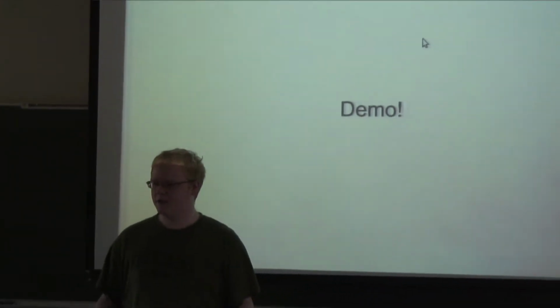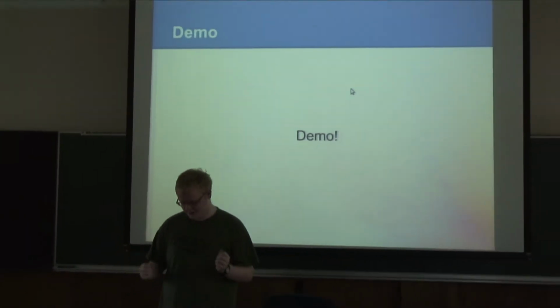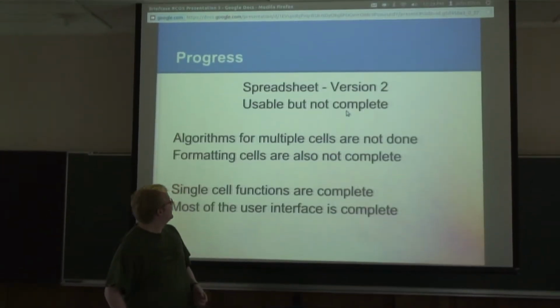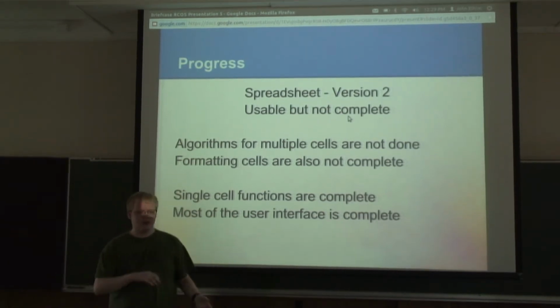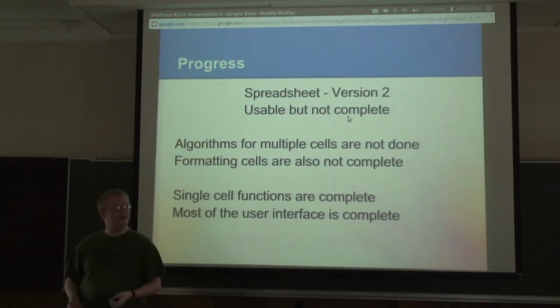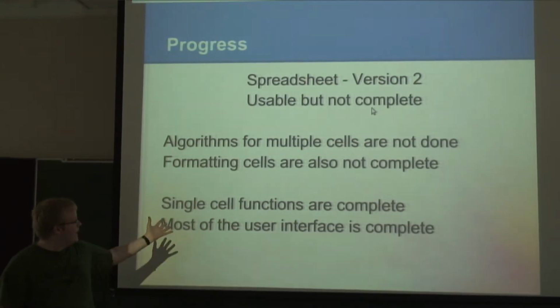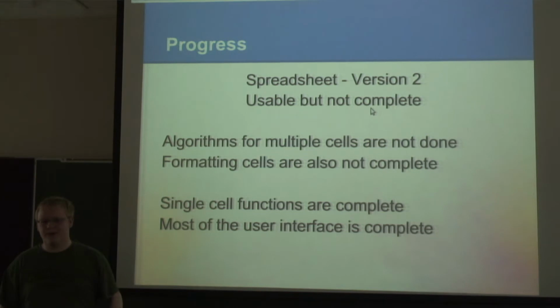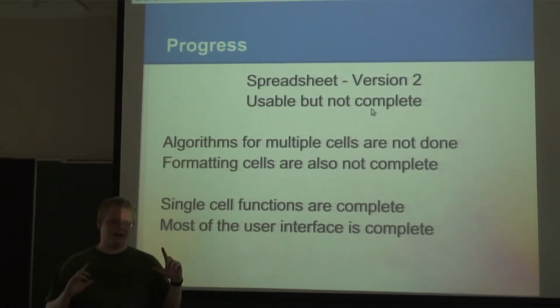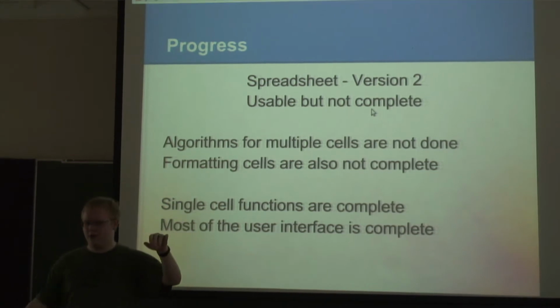Anyways. All right, so the spreadsheet application, it's in version 2. It had a version 1, which didn't look as good, but had most of the functionality. And right now it does not have all of the algorithms for handling multiple cells. You cannot select an area of your cell and say, I want to sum everything from A1 to D9, right? It won't do that.